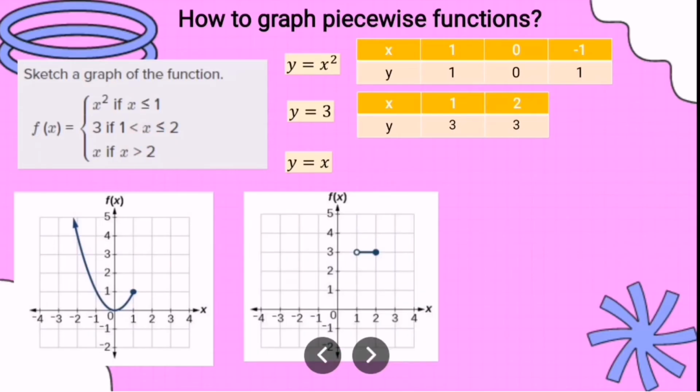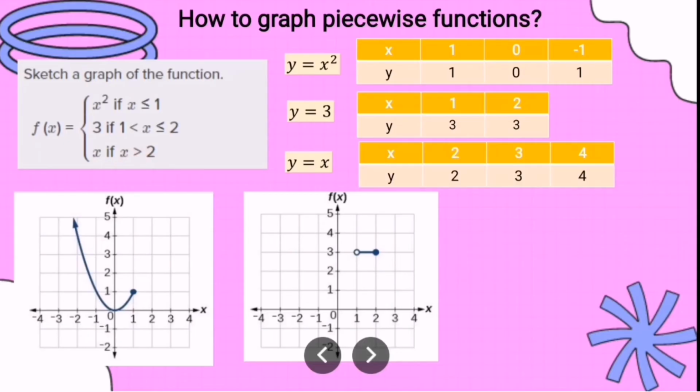If I plug positive 1, our value is equal to positive 3. And if I plug positive 2, our value of y is always equal to positive 3. Because our output here is equal to positive 3. Connect these 2 points because we can't go any bigger than 2, so we don't want to go any further out past that point. The last one we're going to graph is x is greater than positive 2.